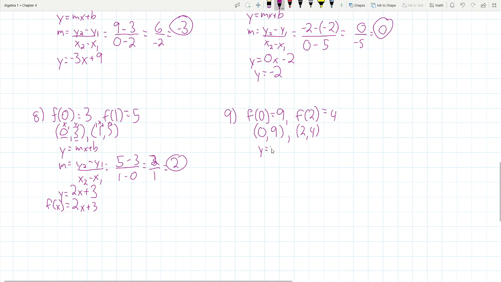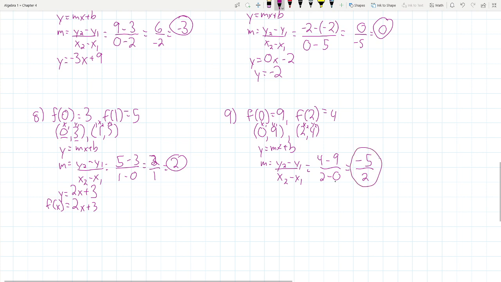So I say, okay, I need y equals mx plus b format. My m is my y2 minus my y1 divided by my x2 minus my x1. I can just do this however I want, so I'm going to make this x1, y1, and this x2, y2. So my y2 is 4 minus my y1, which is 9, over x2, which is 2, minus x1, which is 0. 4 minus 9 is negative 5 over 2. And that's actually as reduced as it can go. It doesn't go any smaller than that.